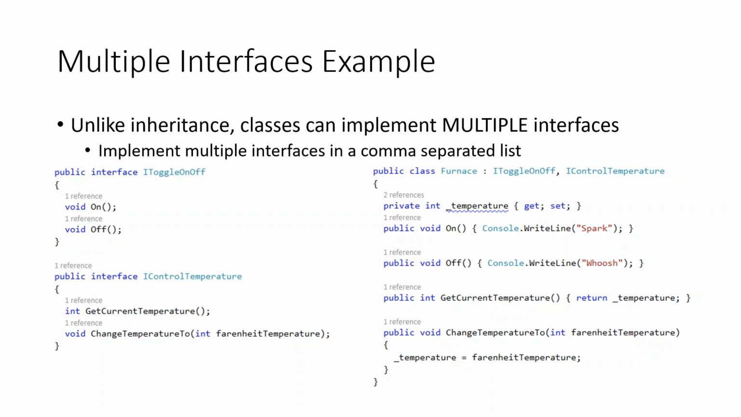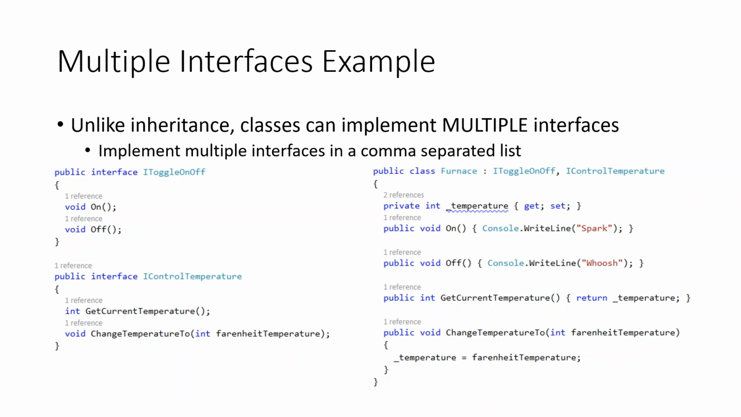Think of many panels on your TV, one to control the power, one to control the volume, one to change the channel, one to change the brightness. All of these things could be multiple interfaces. And the way we achieve a class implementing multiple interfaces is still with the colon, but after the colon, it's a comma-separated list of interfaces.